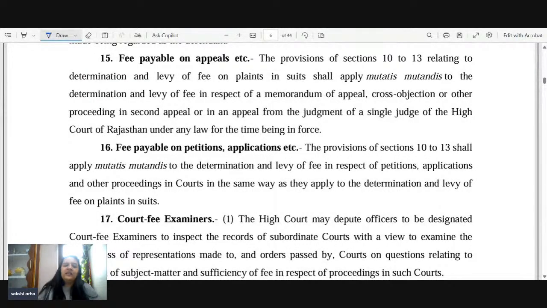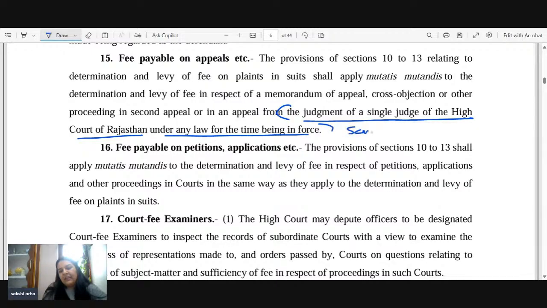But there is one thing different. Okay, what is that? See, even if appeal from the judgment of single judge of High Court of Rajasthan under any law for the time being, उसके लिए भी same rules applicable होंगे. Okay, so this is single judge of Rajasthan के against भी appeal हो रही है in High Court only.